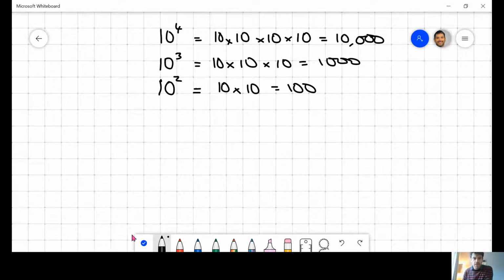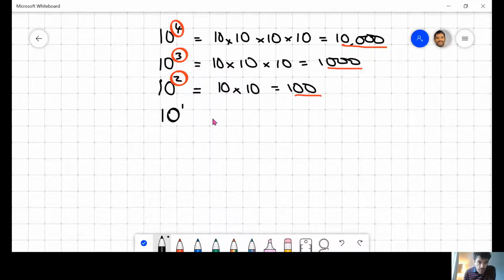Now, a little shortcut for this is that you'll notice there's the number 4 here, and there are four zeros. Number three here and three zeros. Number two here and two zeros. But this is only a shortcut for once you're confident with this. If you're not confident with this, whenever this comes up, write it out in full and work it out. Okay? It's just a shortcut for once you are confident.